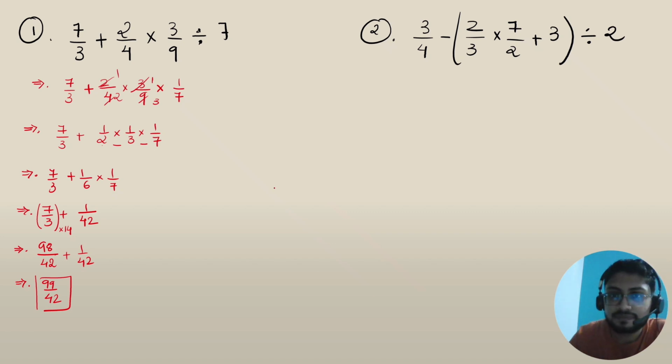Then we have the second question, 3 upon 4. As we have a bracket over here, first we need to solve the bracket, but in the bracket again we have multiplication, so first we need to solve multiplication. Can we cut anything? Yes, cross division. So I have 7 upon 3 plus 3 divided by 2. 3 upon 4 minus 7 upon 3 plus, can I consider 3 upon 1? Yes.